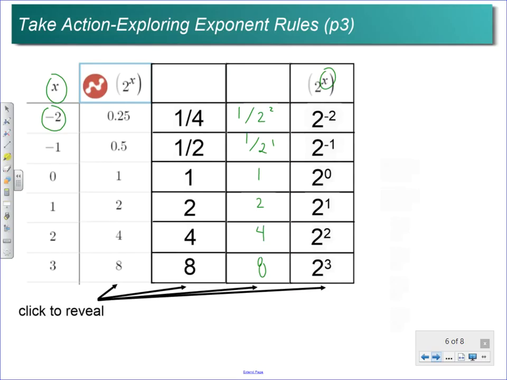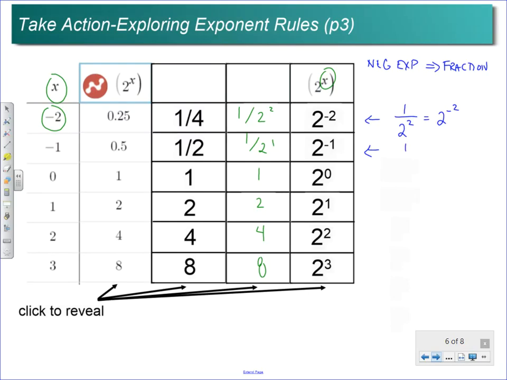So there's something really key and important going on here. In general, what I want you to see, especially for the top two rows, for this row and this row, is that it looks to be as though 1 over 2 to the 2 is equal to 2 to the minus 2. So it seems like the effect of the negative exponent is to make a fraction.